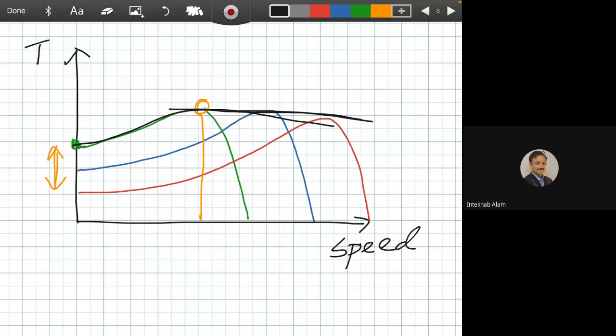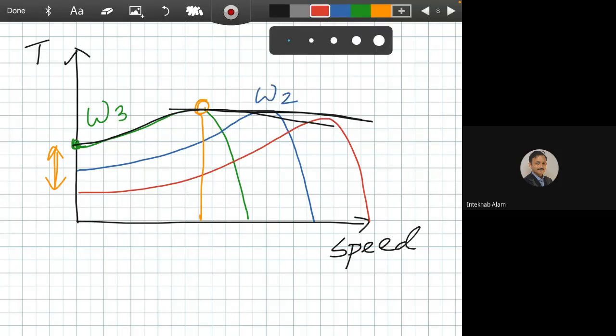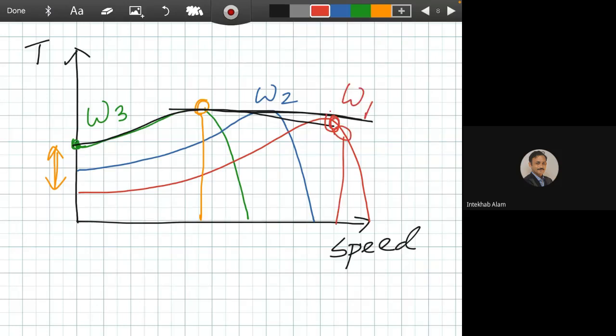So if you think about such things, whenever we start a motor, it requires a heavy torque force. Torque is a rotational force to start. So we need to start with omega 3, and then it's omega 2, and then it's omega 1. Okay, and we can speed up to this point.